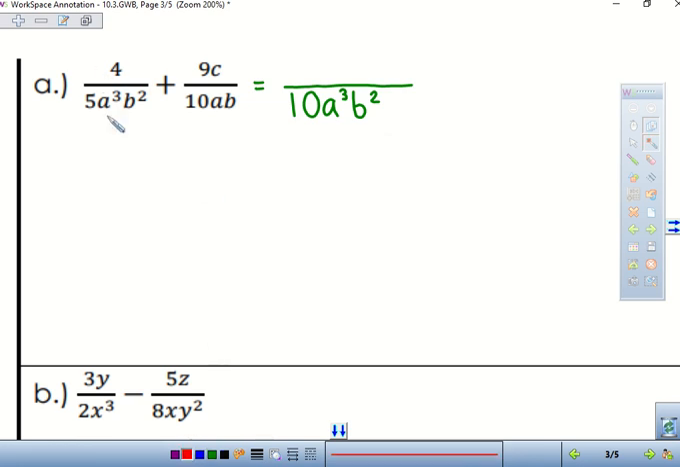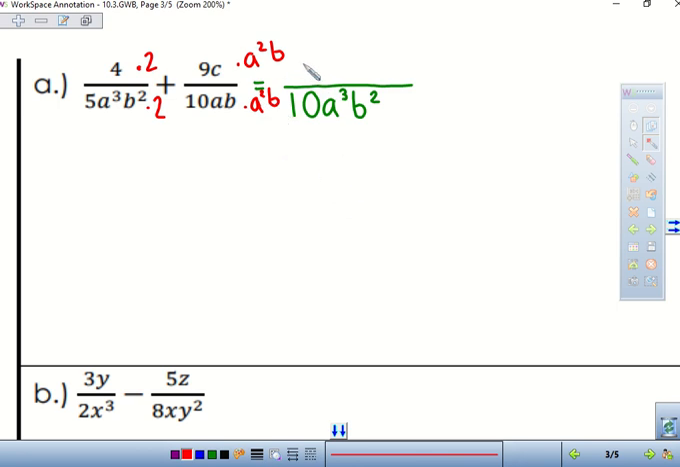So what are we going to have to multiply this first fraction by? 2, just 2, yep. What about the second one? A squared b. Good. So remember, keep in mind, this denominator currently only has one a. We need it to have 3 a's, so I've got to put 2 more in. This denominator only has one b. I need it to have 2 b's. So that's the reason I have to do that.